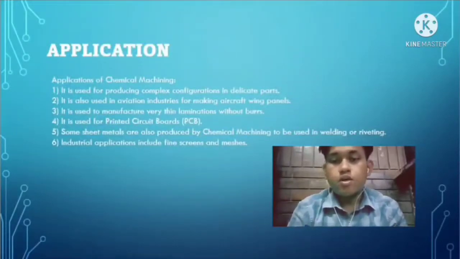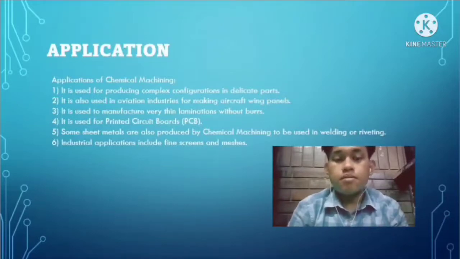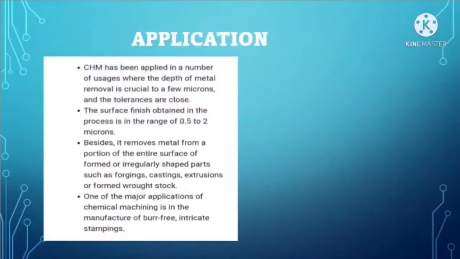Applications of chemical machining. 1. It is used for producing complex configurations in delicate parts. 2. It is also used in aviation industries for making aircraft wing panels. 3. It is used to manufacture very thin laminations without burrs. 4. It is used for printed circuit boards (PCB). 5. Some sheet metals are also produced by chemical machining to be used in welding or riveting. 6. Industrial applications include fine grains.